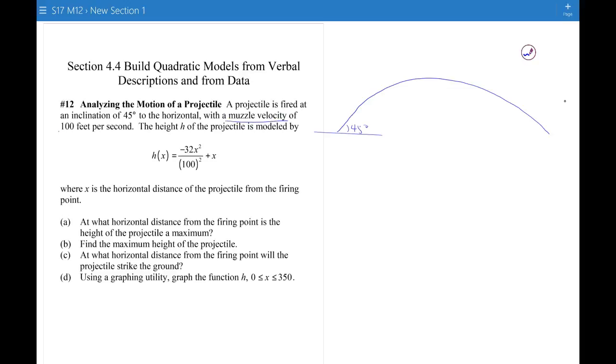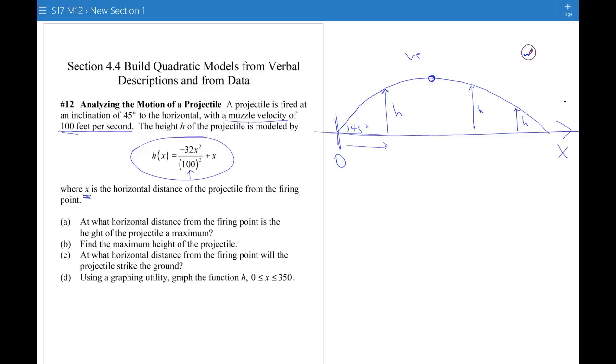So I talked about this the other day, of if you fire something from a weapon or a water balloon from a slingshot or whatever you want to think about it, if the angle is 45 degrees to the horizontal, so that means this angle is 45 degrees, so diagonal, with a muzzle velocity, so that means when it's starting, it's getting shot out at 100 feet per second, and that's only important in that it shows up here. So then the height of the projectile, so this is the height at this point, this is the height at this point. So the height is modeled by this equation where x is the horizontal distance. So this is x, here's where you're starting, and so this is the horizontal distance. And we want to know at what horizontal distance is the height of the projectile maximum.